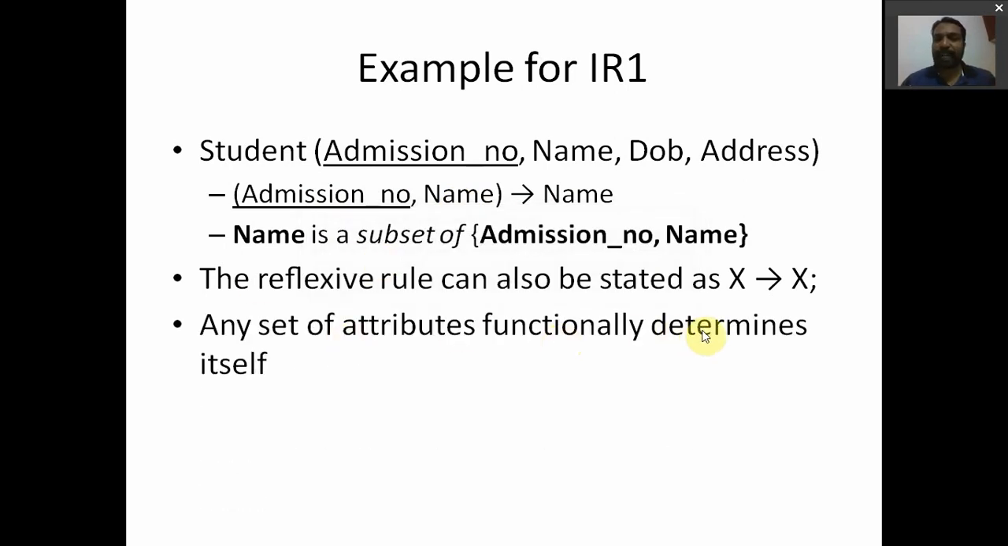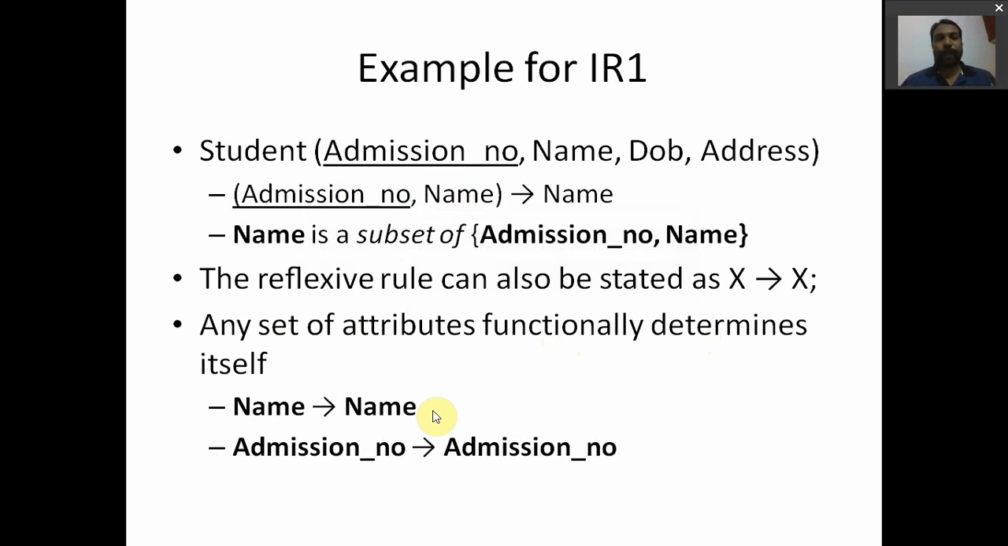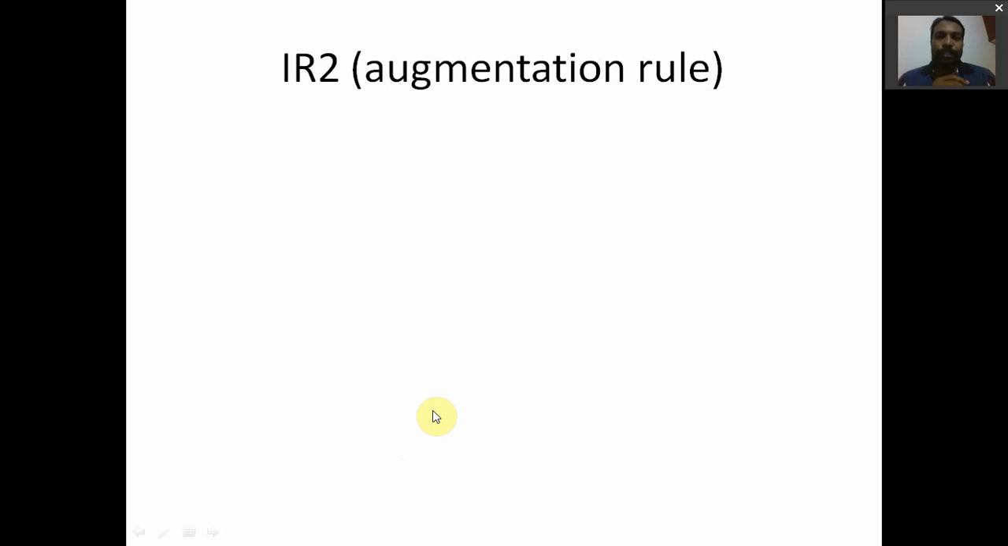So any set of attributes functionally determines itself, and we call it the reflexive rule. For example, name to name, there is a functional dependency. Admission number to admission number, there will be a functional dependency. So that is IR1. Then next is IR2, inference rule 2.